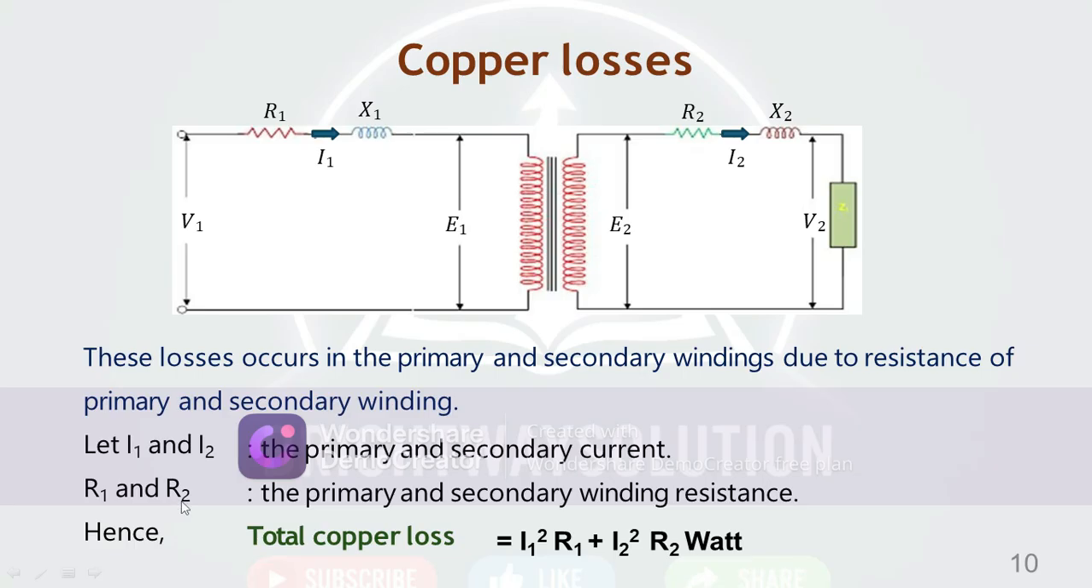R1 and R2 are the primary and secondary winding resistances. The total copper loss is I1 squared times R1 plus I2 squared times R2. This is the total copper loss. This term is in the primary winding and this term is in the secondary winding.